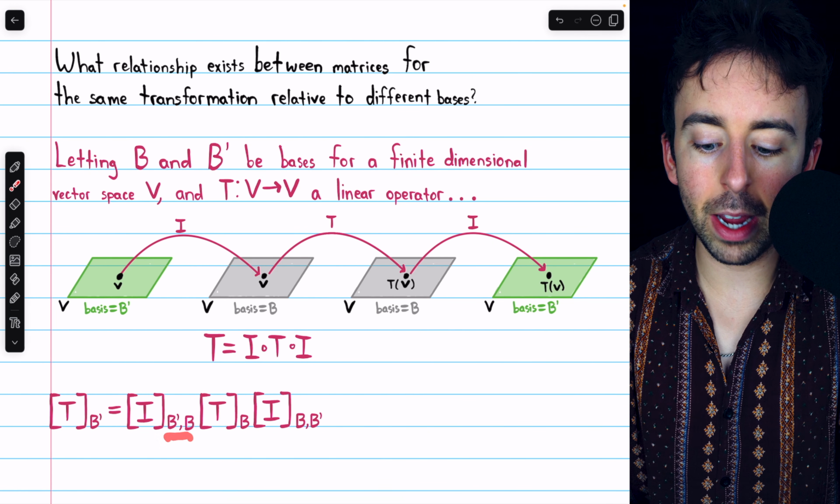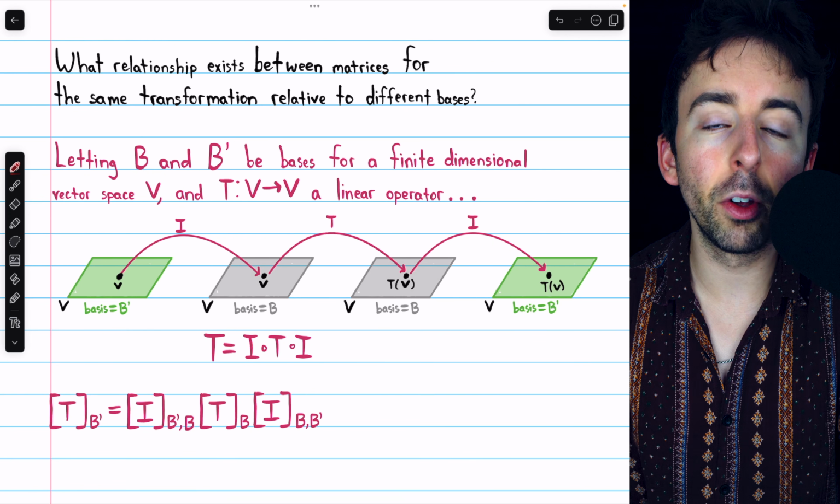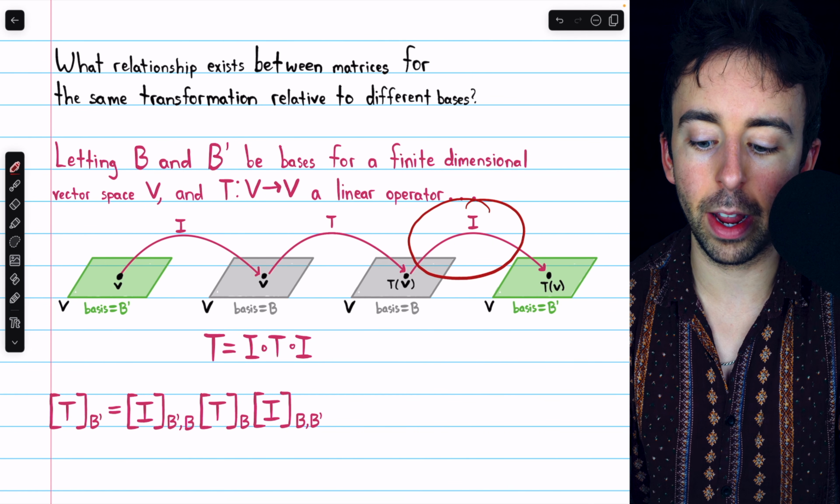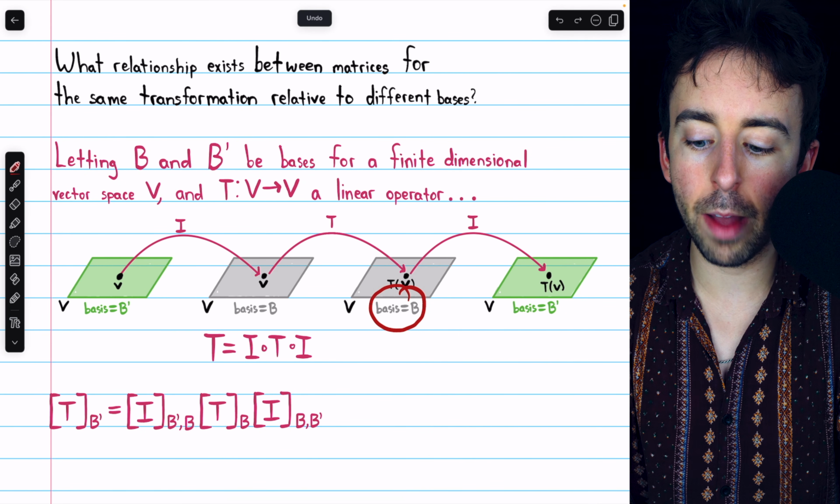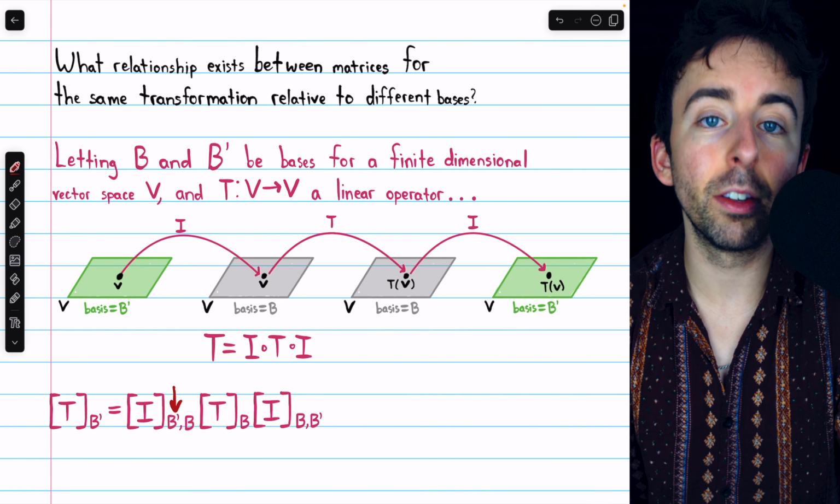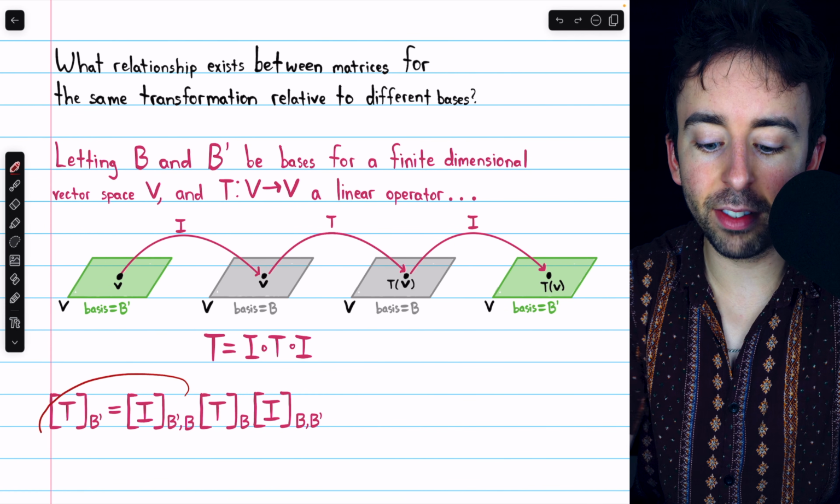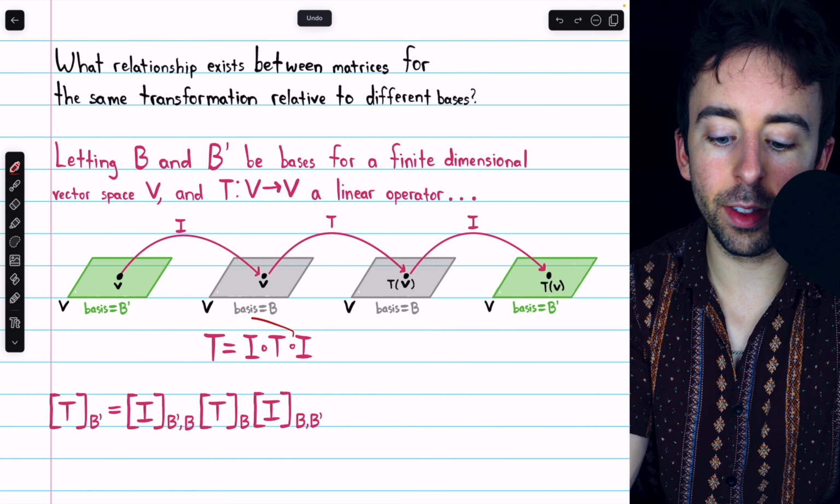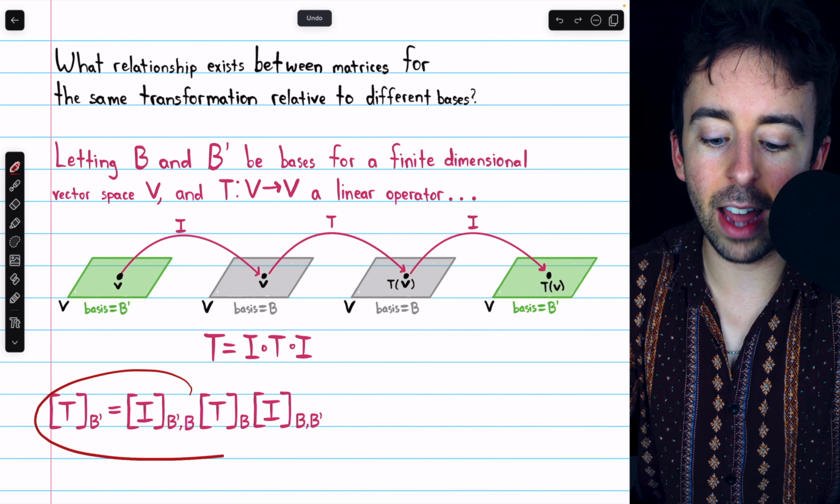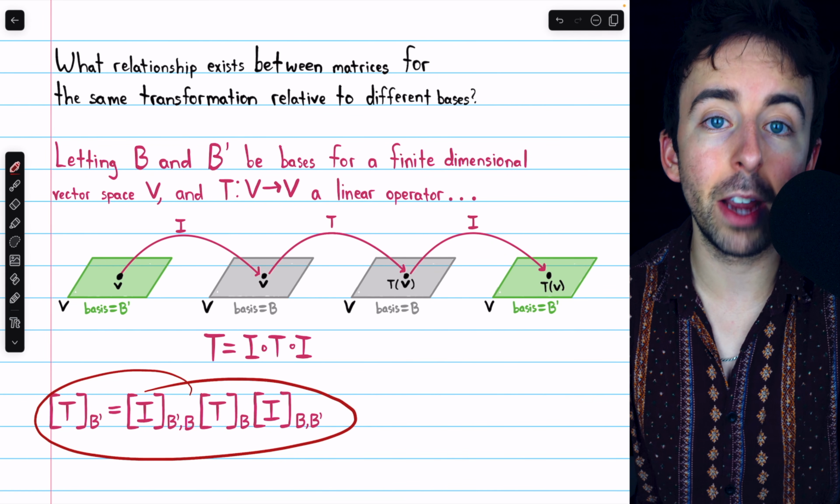Note that in this transformation matrix notation, the final basis is written first. So for example, this last identity operator takes us from B to B prime, and so in its matrix notation, we see that the B prime is written first. So once again, this equation just comes from writing this equation consisting of a composition of operators, but instead we're just writing it as their transformation matrices.